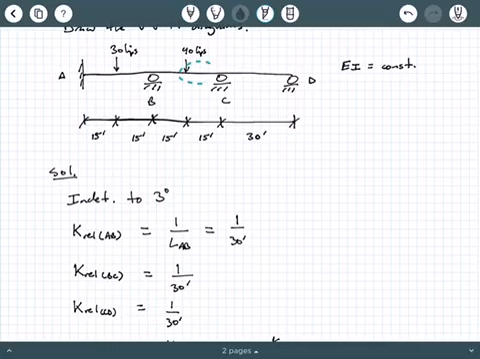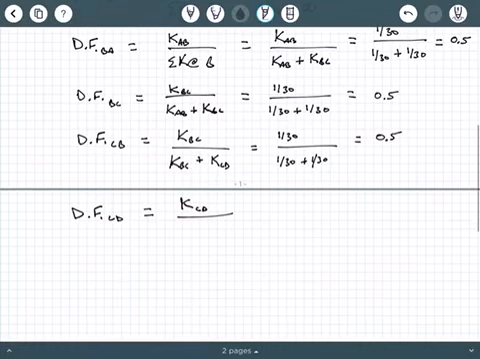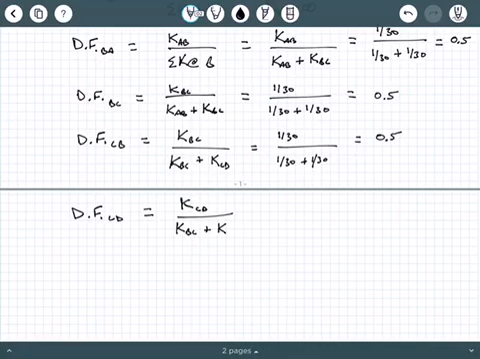Well, BC is connected and CD is connected. So we would say KBC plus KCD, and we'll get 0.5 for that.